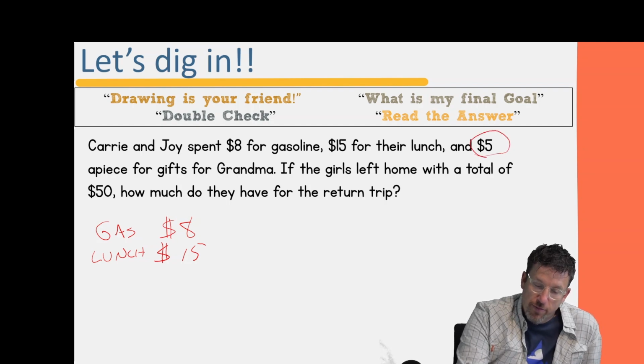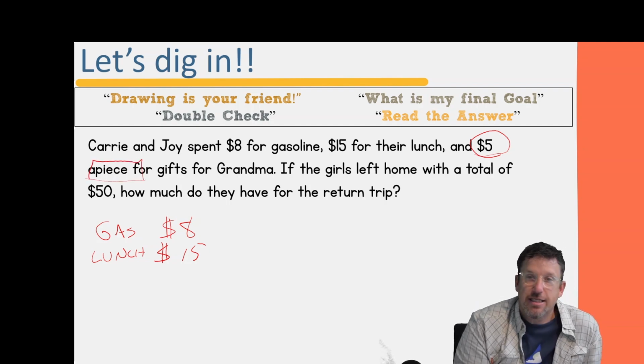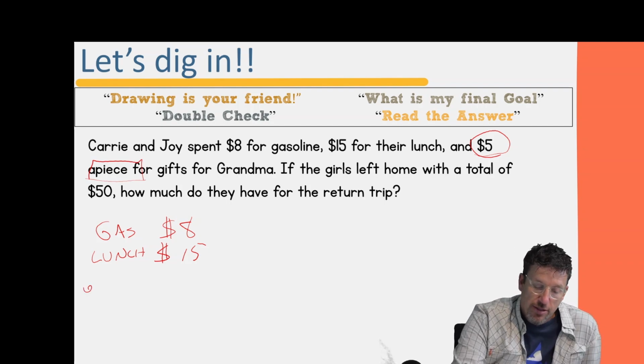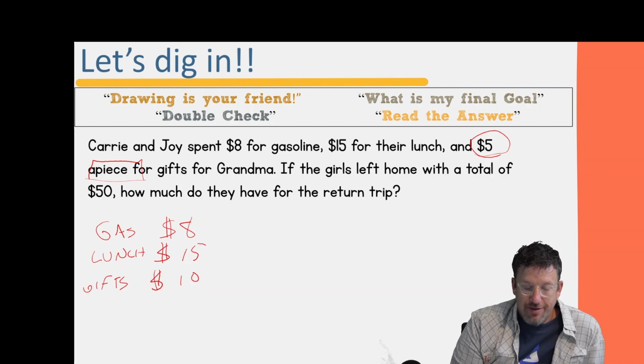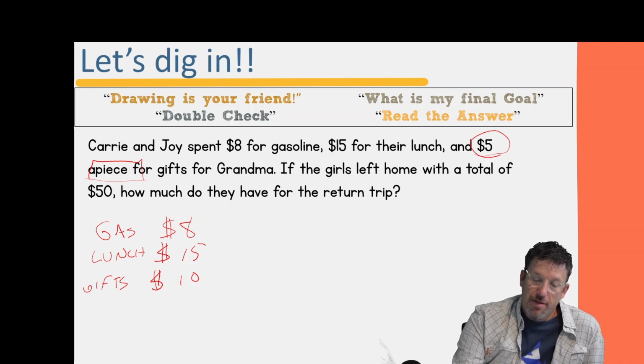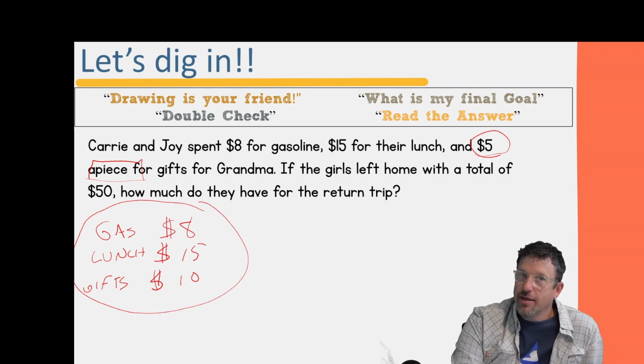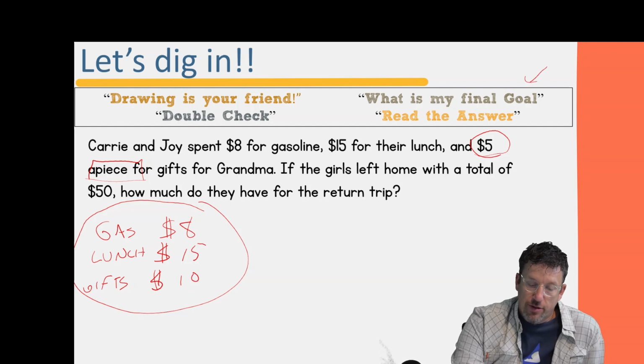This is where most people would make a mistake. They would write down here, say, oh, $5 for grandma. But they didn't spend $5 for grandma. They spent $5 a piece, which means each of them spent $5. And if both of them spent $5, then they spent a total of $10. 5 times 2, or 5 plus 5, is 10. Now, this is kind of our drawing right here. Sometimes it's not really a drawing, I'm just collecting my data. And then ask ourselves, what is our final goal? How much do they return with?